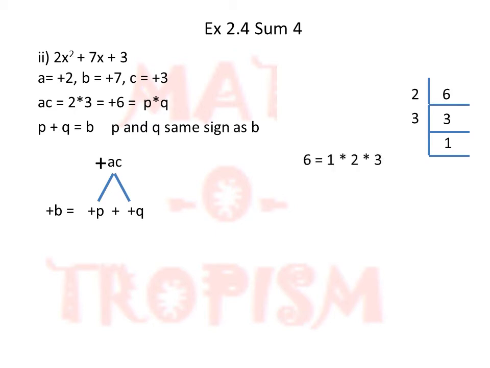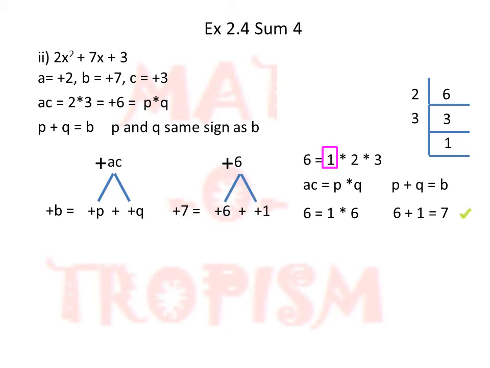6 is split into 1 into 2 into 3. Now I am going to take 6 and 1 as one factor. So 6 can be written as 1 into 6. So when I add the two factors P plus Q, 6 plus 1 gives me 7 which is the required B. So it means plus 6 has been split into plus 6 and plus 1. So 2x square plus 7x plus 3 is going to give me 2x square plus 6x plus x plus 3.